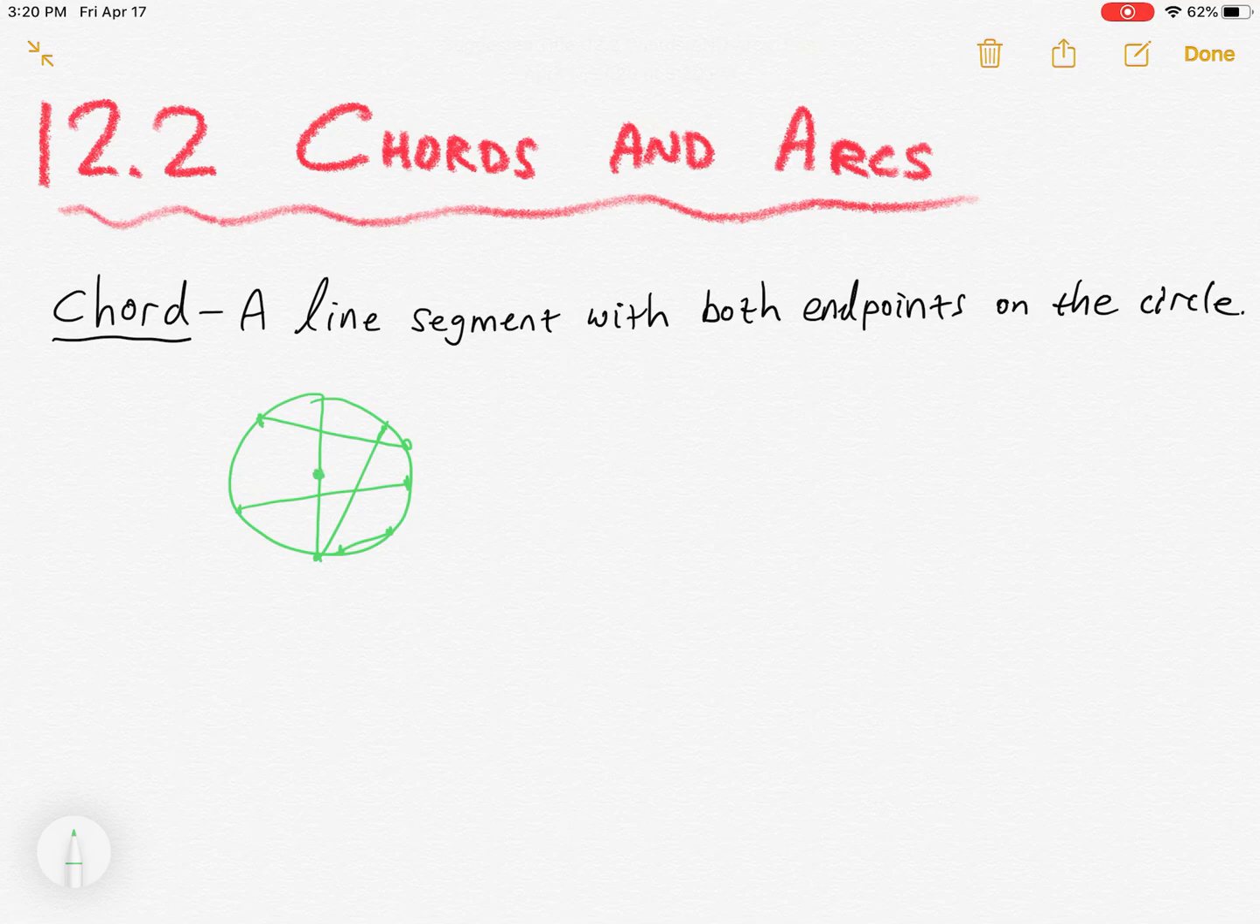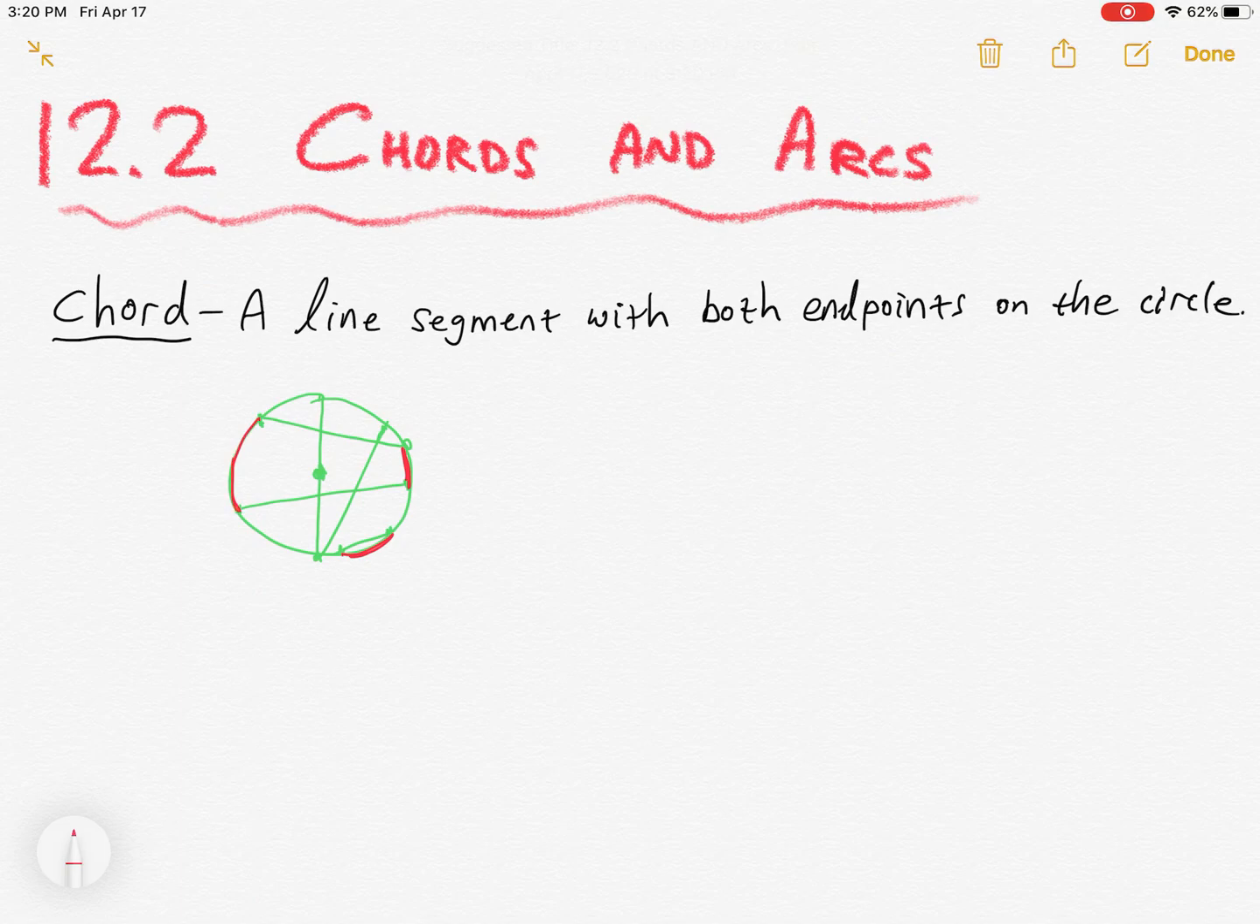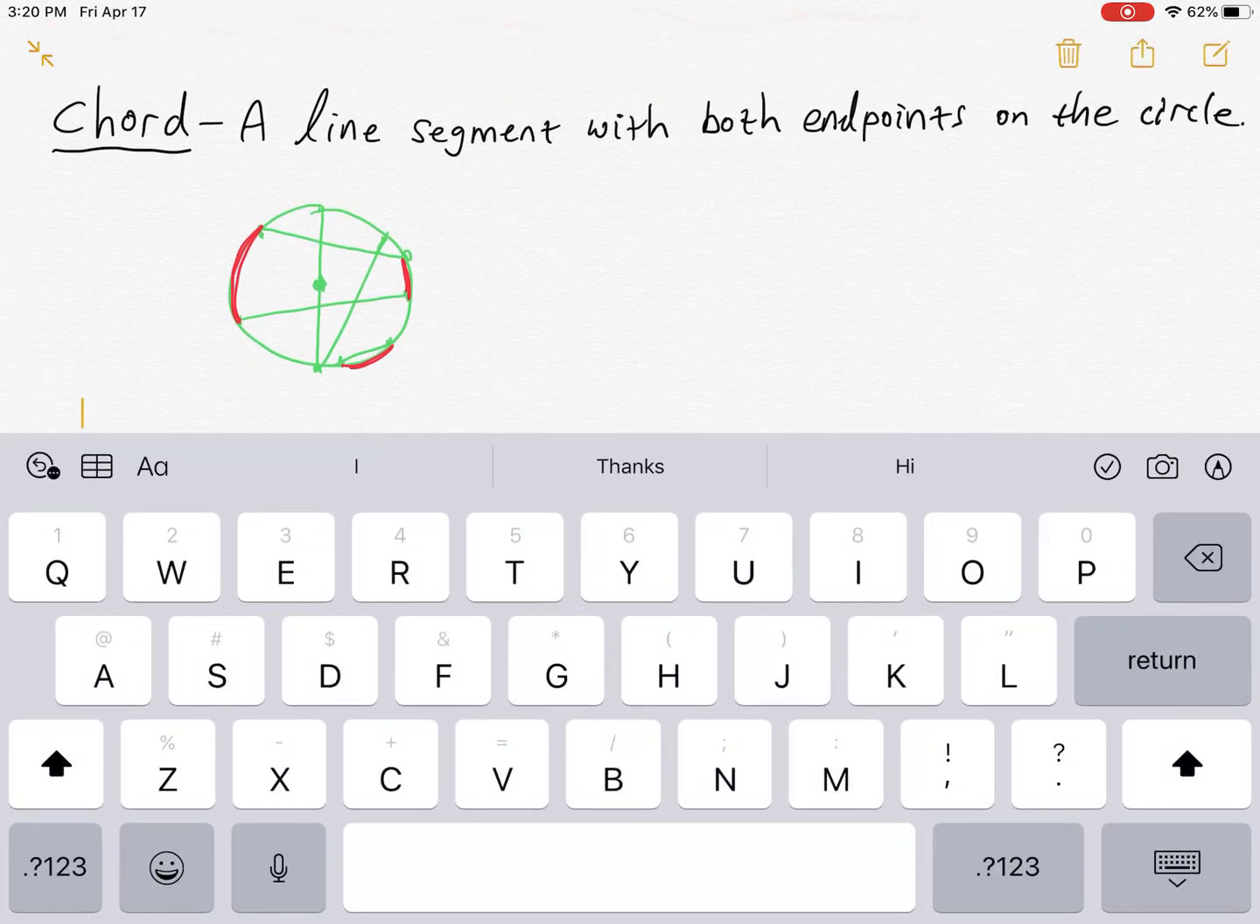Now you might think about a diameter. So a diameter is the longest chord, right? And the way you can tell it's a diameter is because it goes through the center. If I put a dot there, that's indicating that's the center. So a chord is a line segment with both endpoints on the circle. An arc is, again, this distance around the circle, like that length.